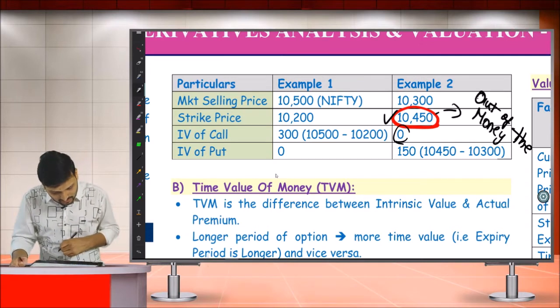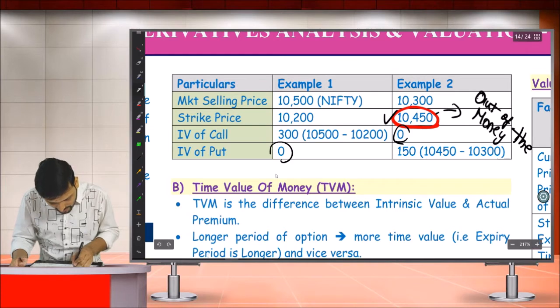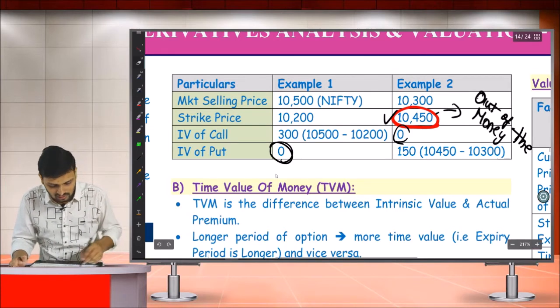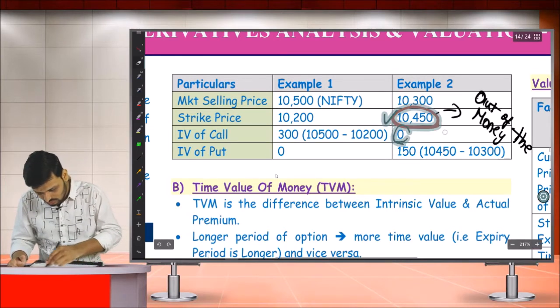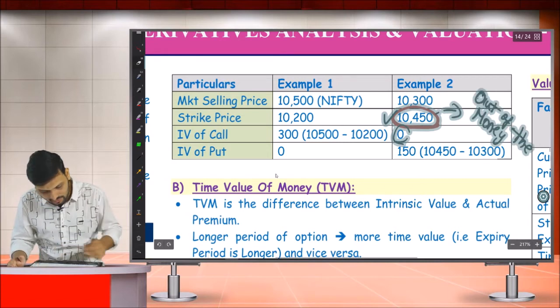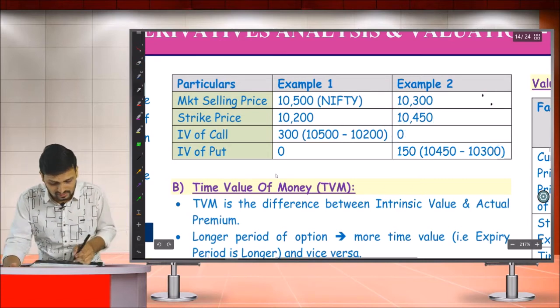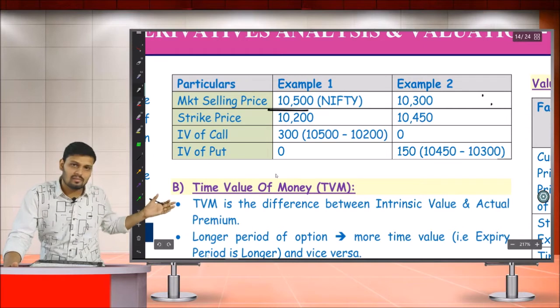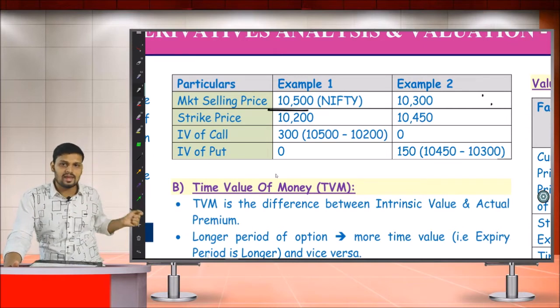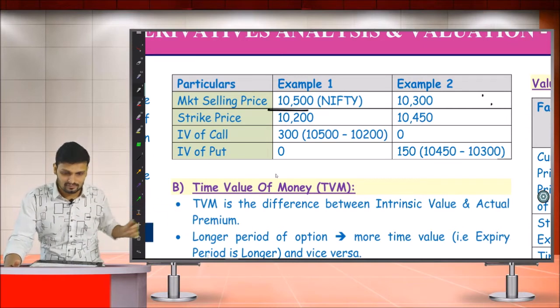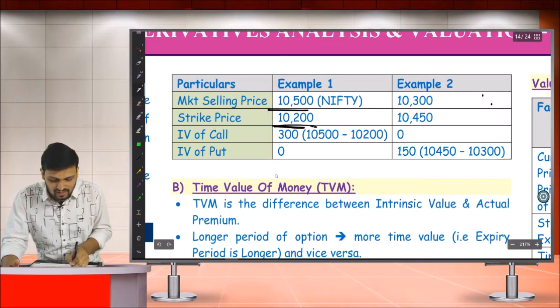Sorry, I think I have explained this particular point wrongly. Extremely sorry. Sorry for the wrong information. What I will try to explain is, at 10,500 in the market you can buy or sell. Strike price you have kept at 10,200.